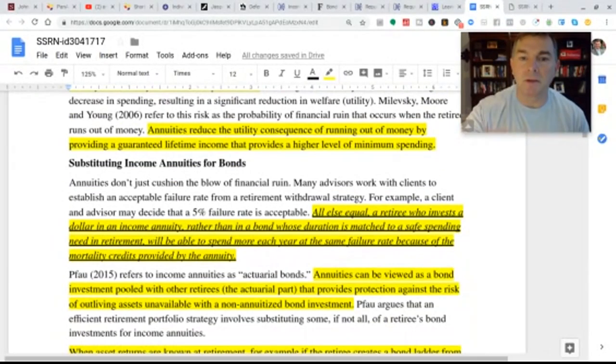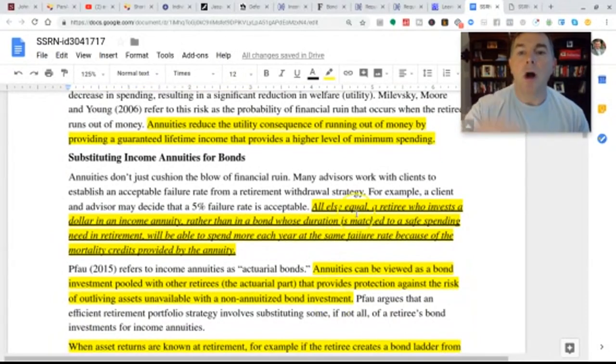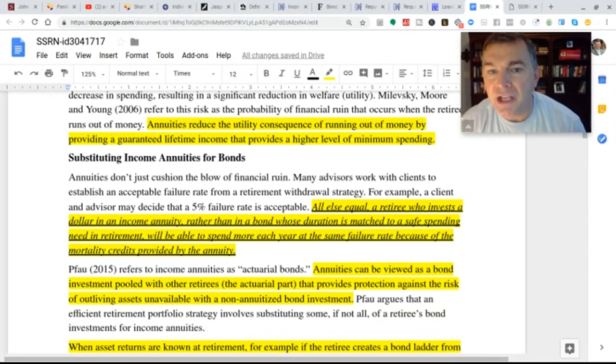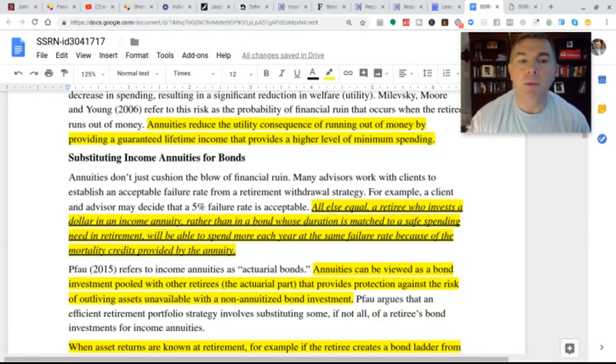I'm going to keep going because this right here is the most important thing. All else being equal, a retiree who invests $1 in an income annuity rather than a bond whose duration is matched to a safe spending need in retirement will be able to spend more each year at the same failure rate because of the mortality credits provided by the annuity.